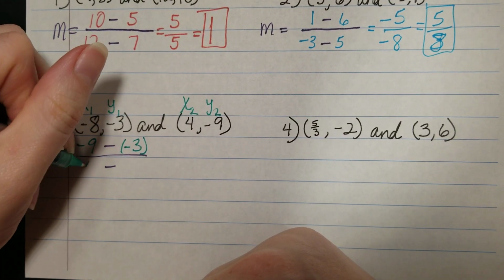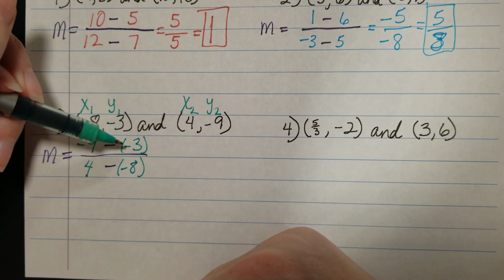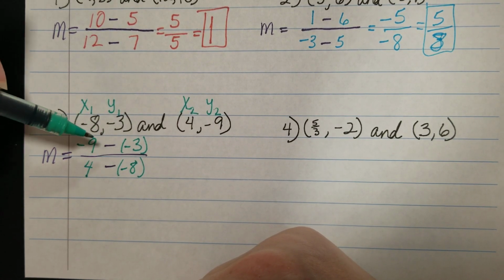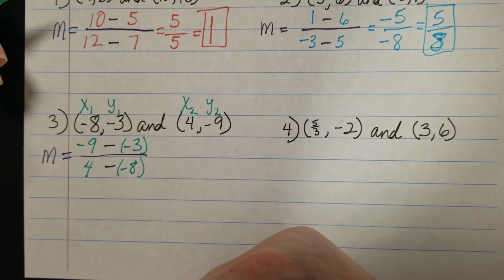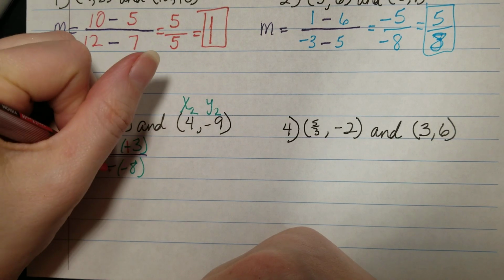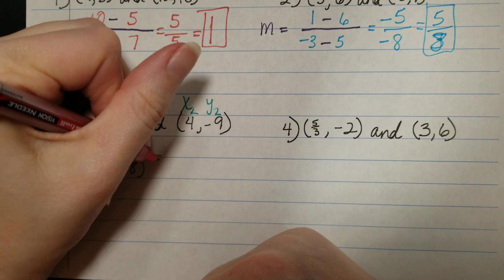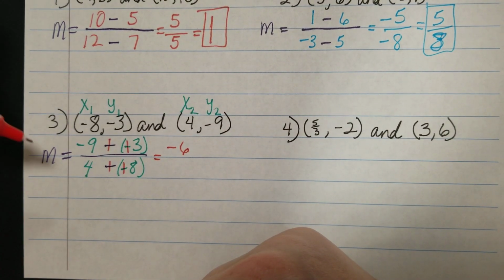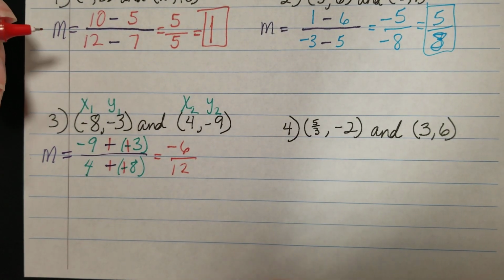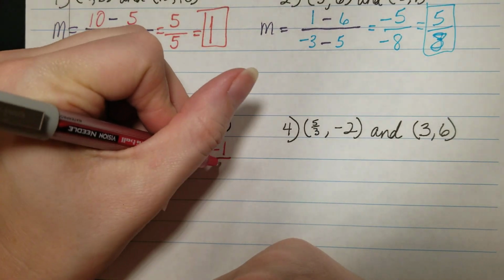A common mistake that people would make is instead of writing minus negative 3, they would just write minus 3, which is obviously not the same thing because minus a negative is going to turn into a plus. So minus a negative turns into a plus. So then it's negative 9 plus 3, which equals negative 6, and then 4 plus 8, which equals 12. So I have negative 6 over 12, and then I just need to reduce that to negative 1/2.